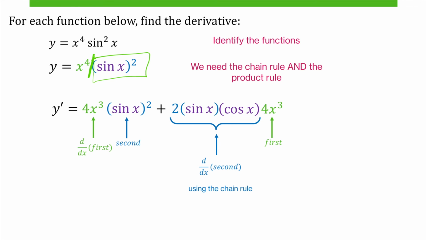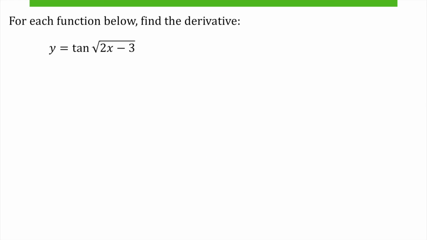So do you see we've got the derivative of the first times the second plus the derivative of the second, using the chain rule, times the first. You might need to just let that one brew for a second. Let's move on to our last example.